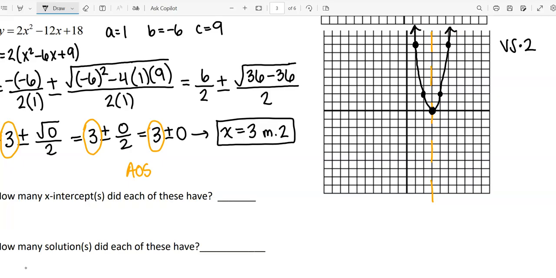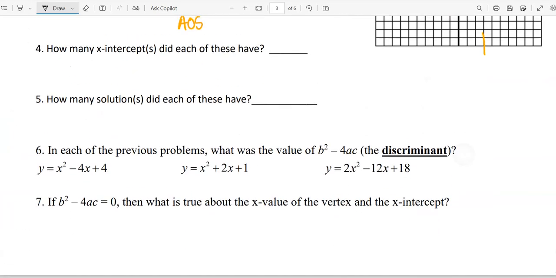Ready to do the other two? I'm going to give you 10 minutes. Do number 1, do number 2 with a partner, okay? And then we're going to circle back at the end of 10 minutes to discuss the last 4 questions. We're going to do these together. So 10 minutes, do number 1 and 2 with a partner, talk about it, get it correct, and then we'll talk about the bottom. Go.